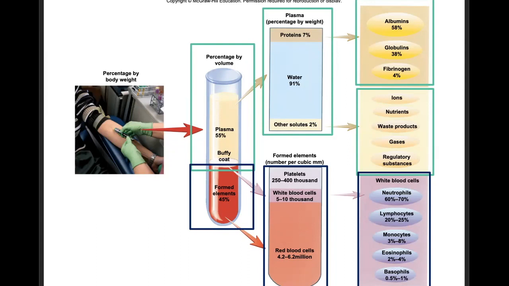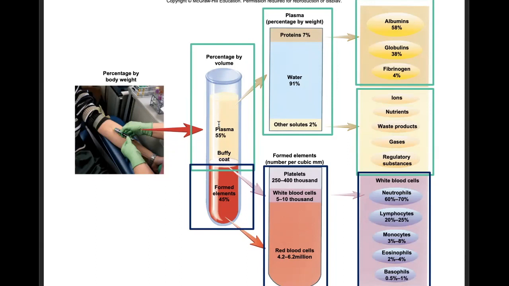The plasma contains proteins. The first one is albumin. Albumin is 58% of the plasma proteins, and whenever you hear albumin, it has something to do with maintaining the water balance in our body. The next one is globulin. Globulin is 38% of plasma proteins, and it helps in your immune system, while fibrinogen is 4% of plasma proteins. It usually aids in clot formation.